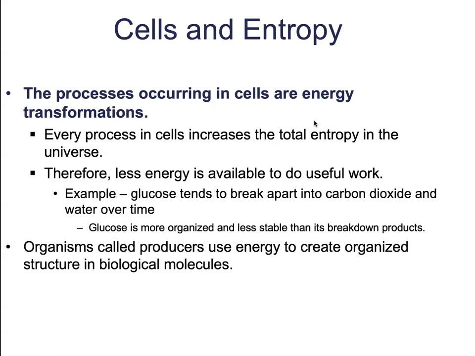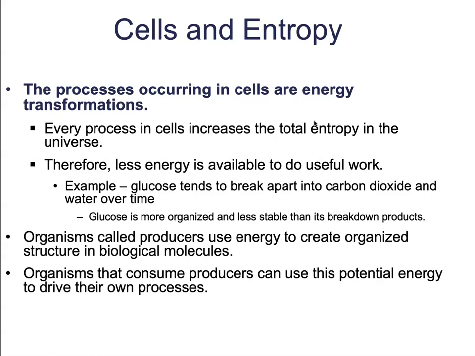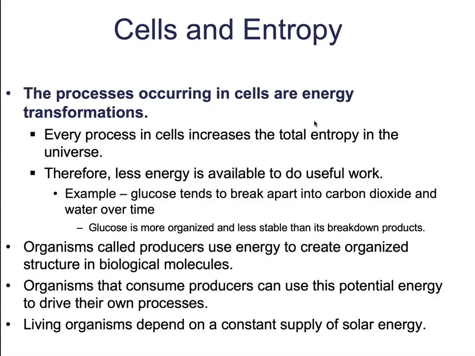The sun is going to be used to organize those structures in biological molecules. Organisms called producers use energy to create an organized structure in biological molecules. And organisms that consume producers can use this potential energy to drive their own processes. Ultimately, all living organisms are going to depend on a constant supply of solar energy. Everything comes back to solar energy from the sun.